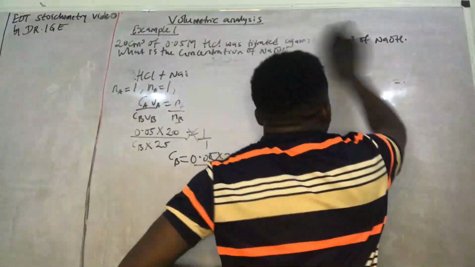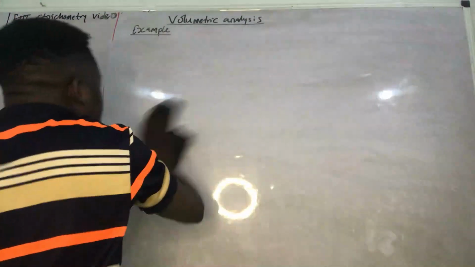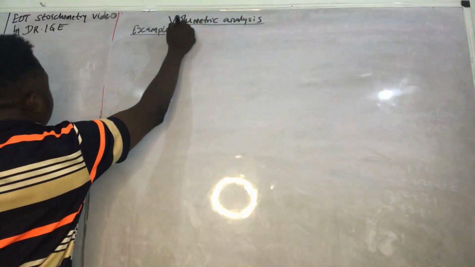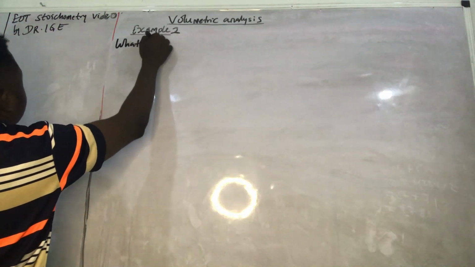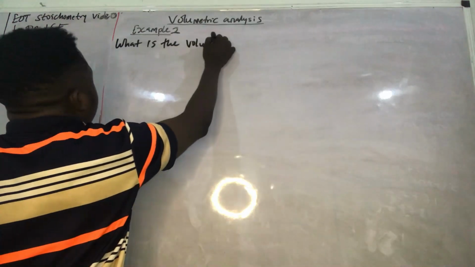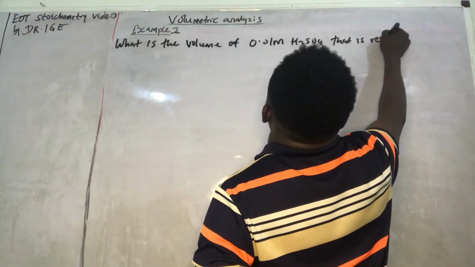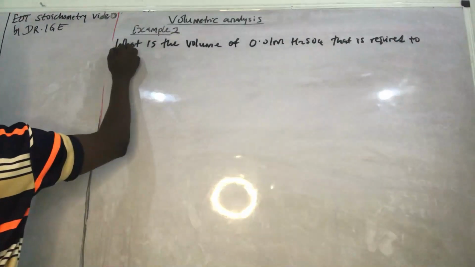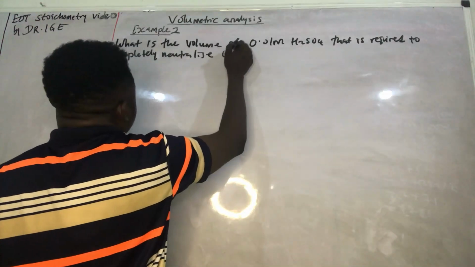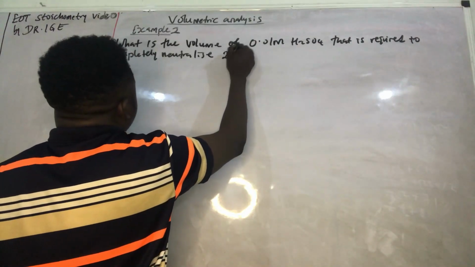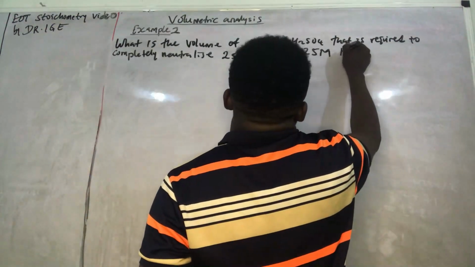Let's solve another example. Example 2 says, what is the volume of 0.01 mole H2SO4 that is required to completely neutralize 25 cm cube of 0.025 mole of sodium hydroxide.